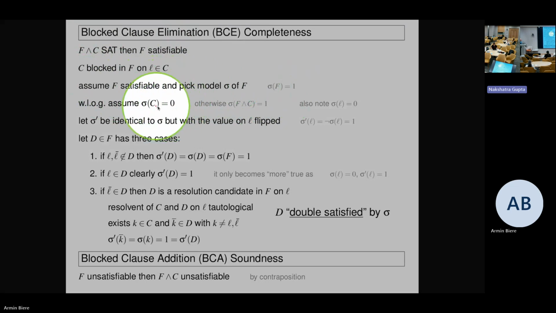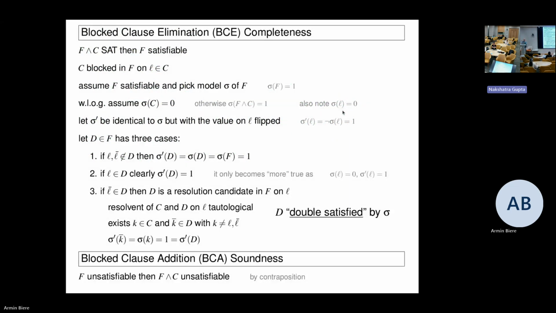But now, and this is the only thing you need to show, assume that this model you have for F is not a model for C. Because if it were also a model for C, then the reverse direction would hold. So this is the only case where I need to fix something. I have a model for F, but it is not a model for C. So what do I do? The idea is that this sigma prime here is the same as sigma, but you just flip the value of the literal L, the single literal on which you block the clause. You just turn it from 0 to 1 or from 1 to 0.